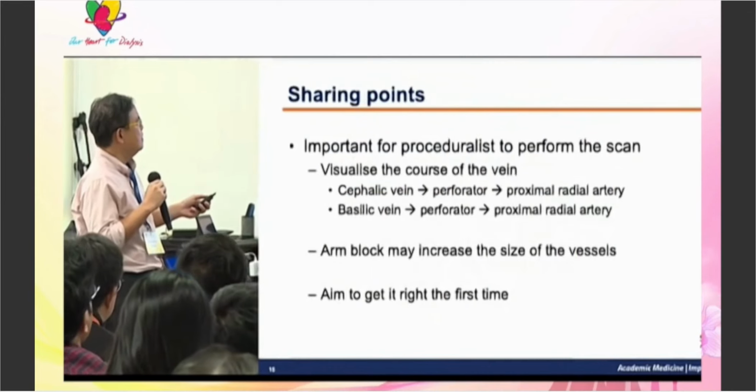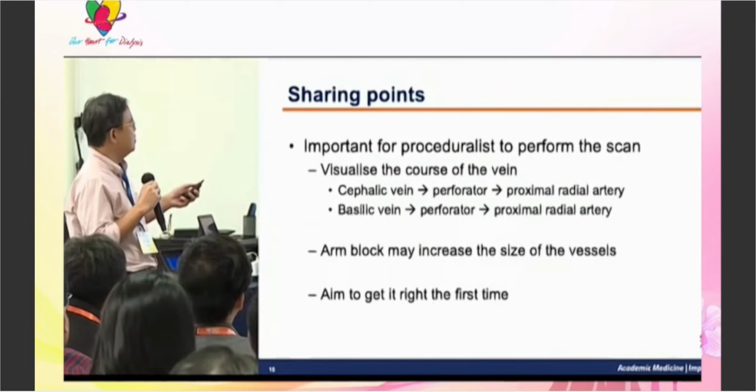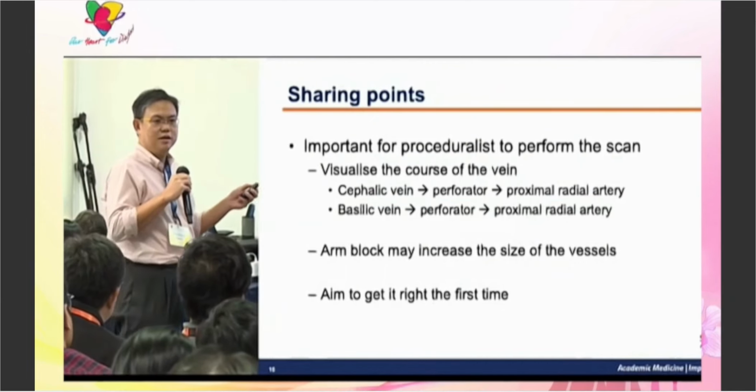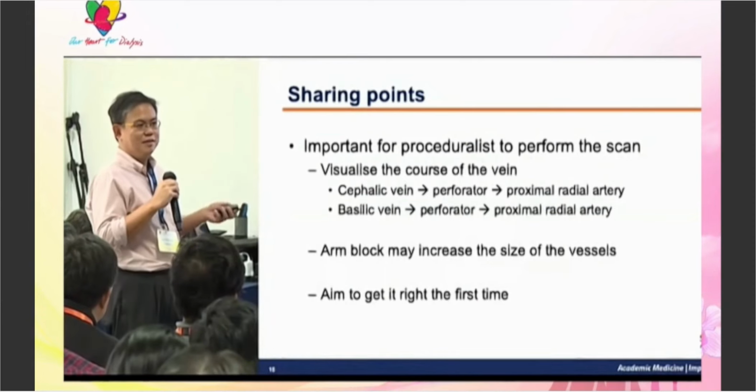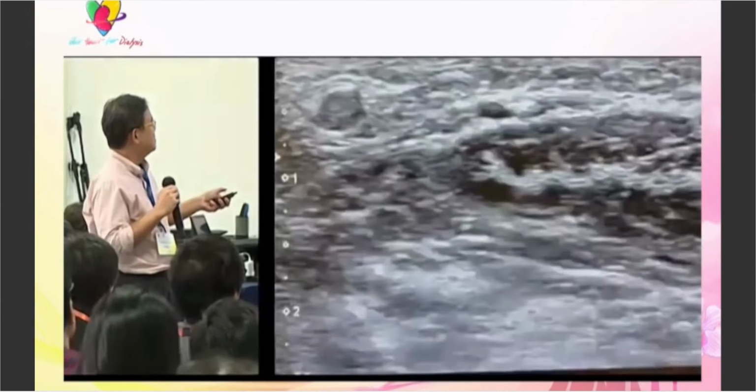Okay, so it's important for the proceduralist to perform the scan and visualize the course of the vein. Unblocking may increase the size of the vessel, but don't expect miracles all the time. If it's 1 mm, it's not going to become 2 mm. Okay, so I will skip this.